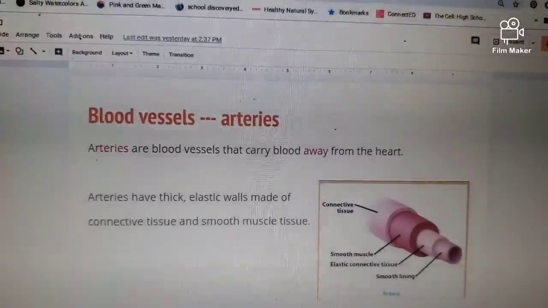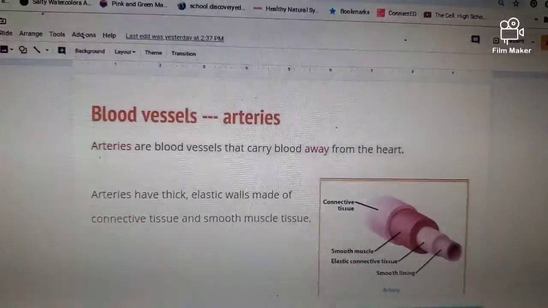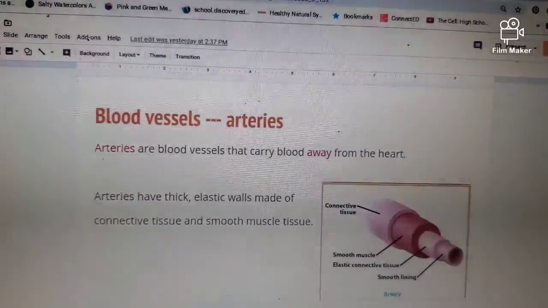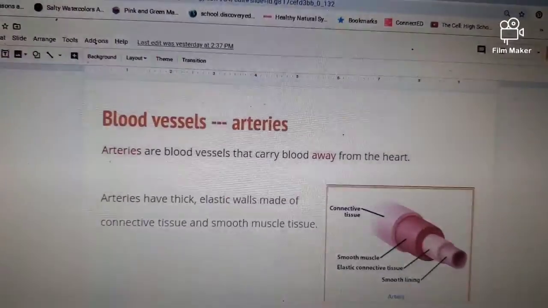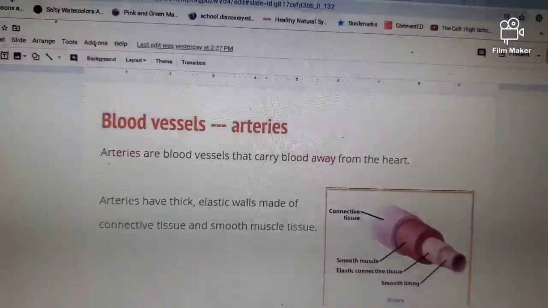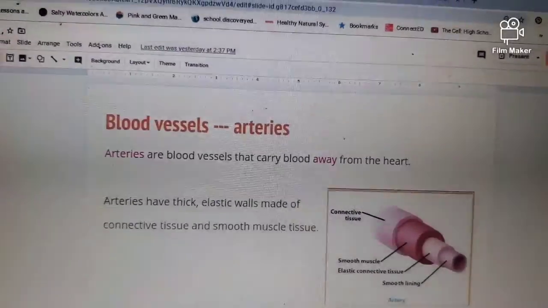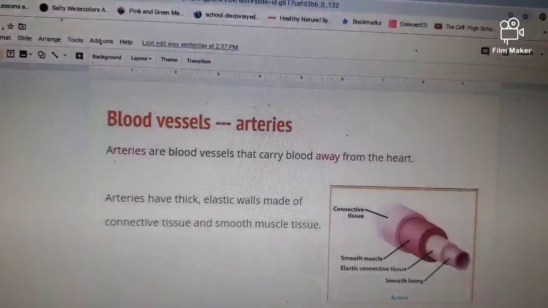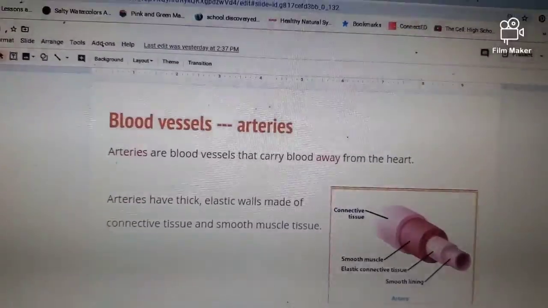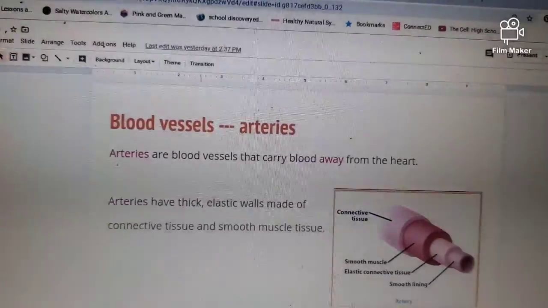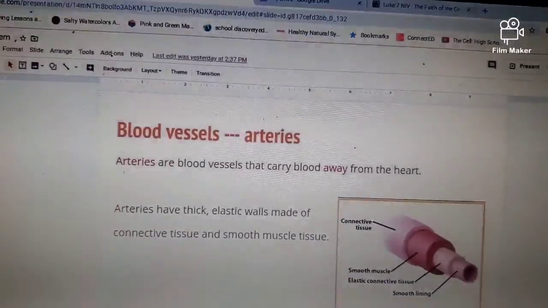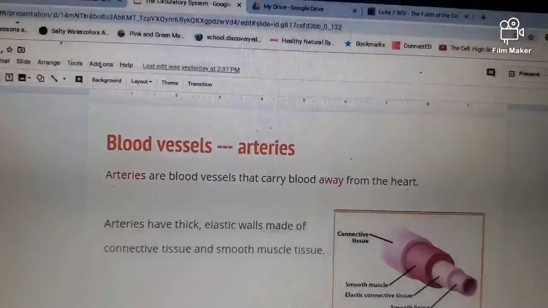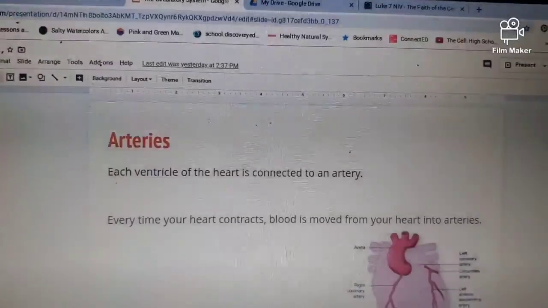Blood vessels, like arteries, carry blood away from the heart. Arteries have thick elastic walls made up of connective tissue and smooth muscle. These are the largest of the three blood vessels in the body. Arteries connect to capillaries through smaller vessels called arterioles. Arterioles are basically just small arteries.